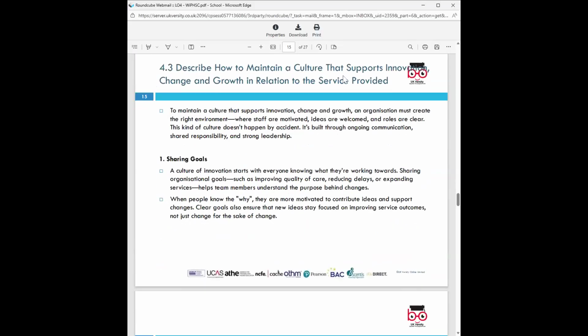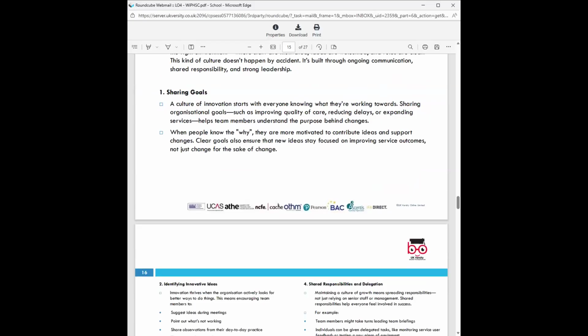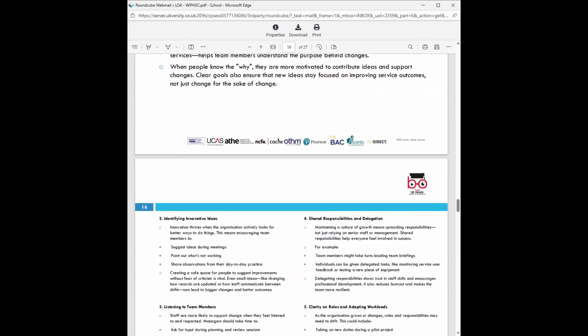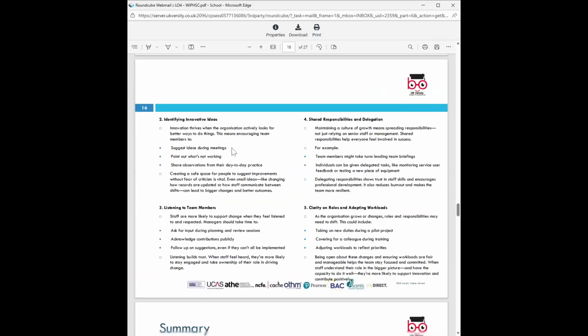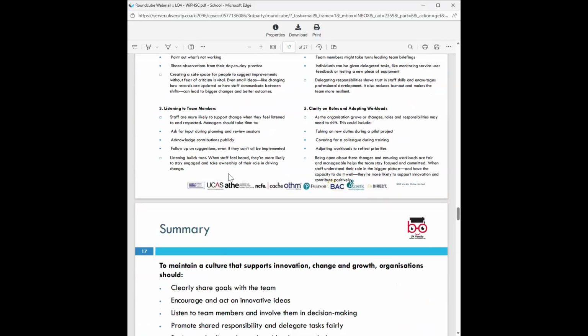4.3, describe how to maintain a culture that supports innovation, change and growth in relation to the service provider. Sharing goals, making sure you're sharing goals with your organization and your team members, and keep them motivated with different ideas. Identifying innovation ideas, listening to team members.